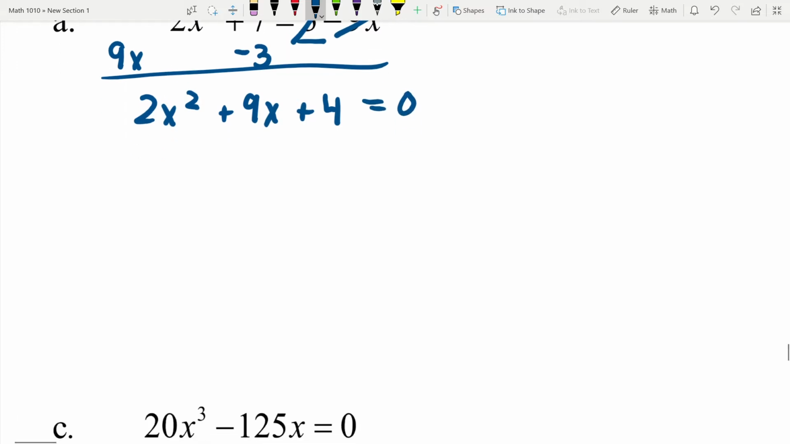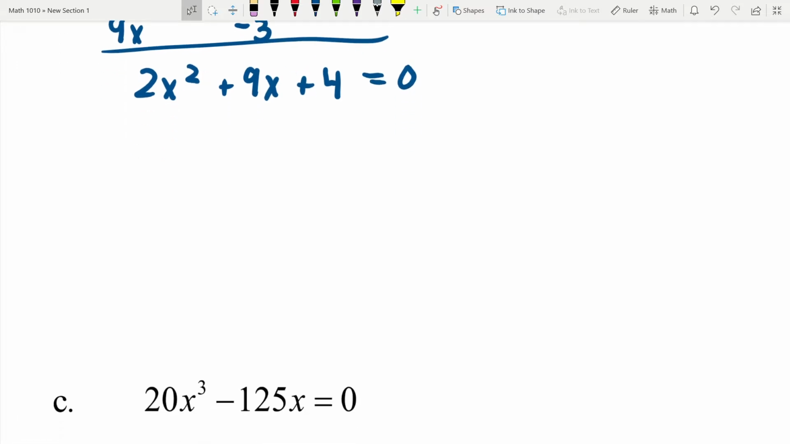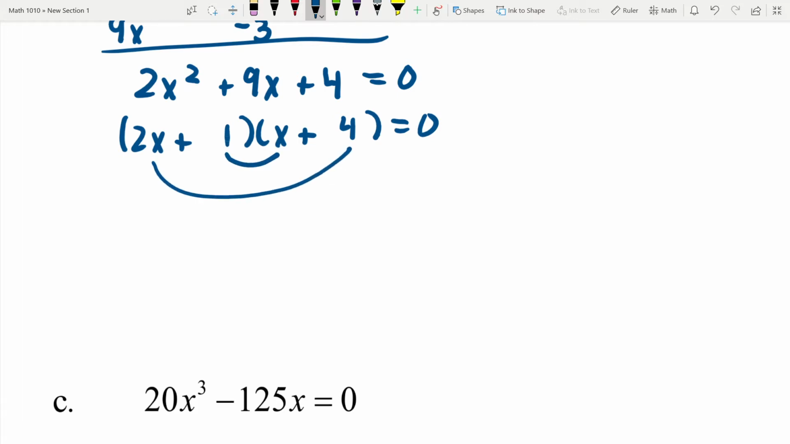Good. Can I take anything out here, guys? Can I factor out like a 2 or an x or anything like that? No. So the 2x to the second is going to go to a 2x and a plain x. You guys, the signs are the same. They're both positive, so I'm going to fill those in right now. The 4 could go to 4 and 1 or 2 and 2. I'm trying to add to get a 9. So it's going to be like this, 4 and 1. Because look, guys, that gives me an 8 and a 1. And 8 and 1 add to give me 9. So that's it.